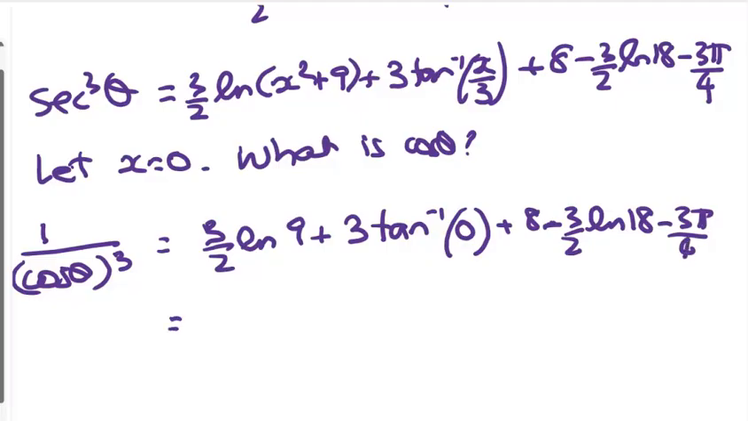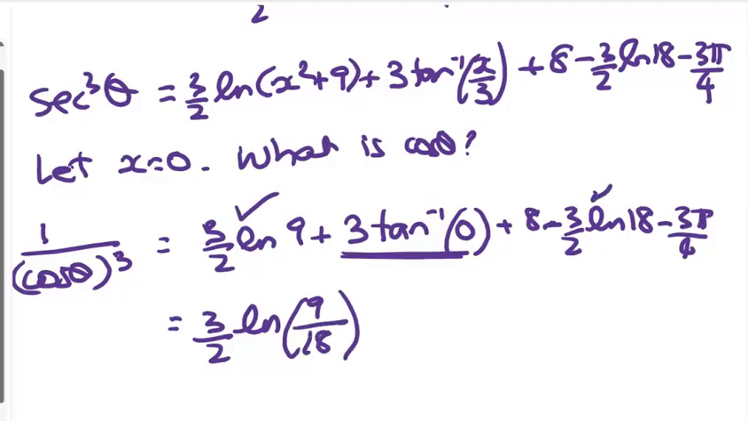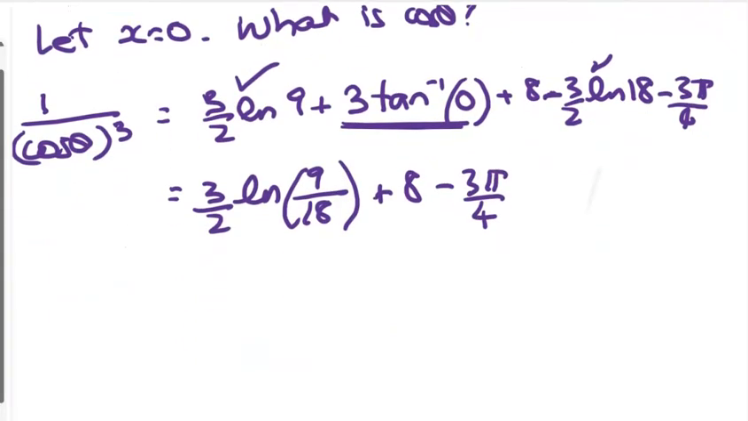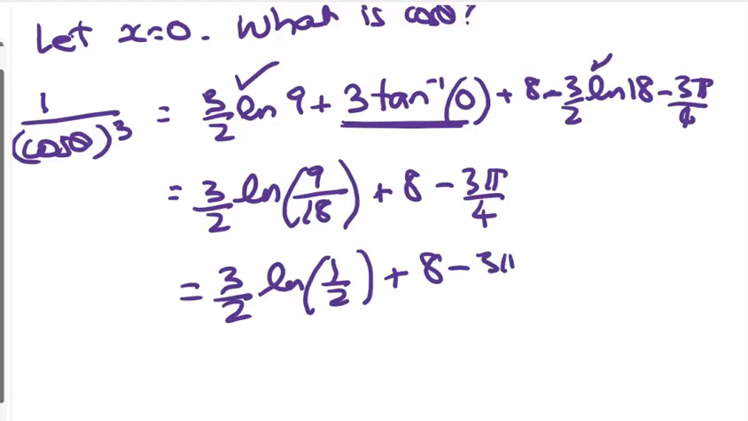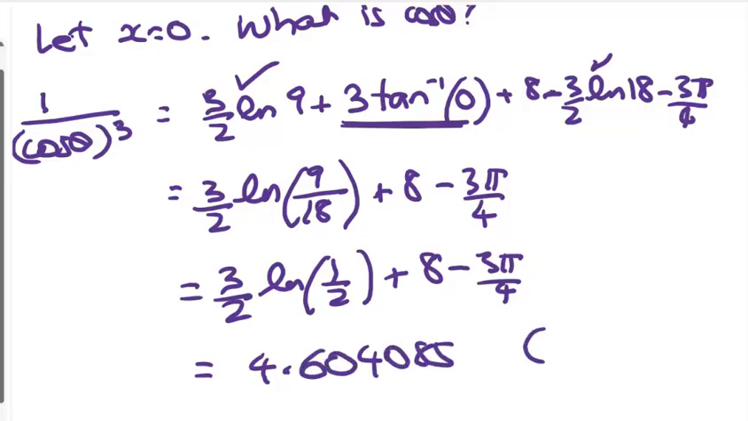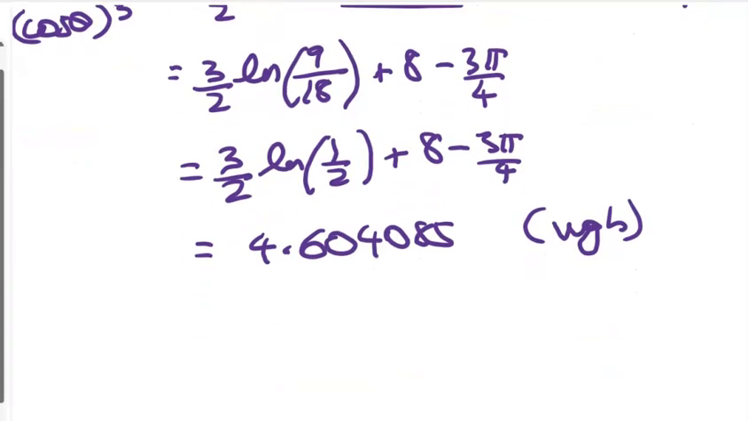I can do some cleanups in here. We get 3 over 2 log of 9 over 18. That's that one dealt with, and that one. This is 0 because the angle whose tan is 0 plus 8 minus 3 pi on 4. We're getting close to bunging this into our calculator. But just one more line there. Okay, and then I got for this, when I did it, 4.604085. Yuck, no nice exact values.